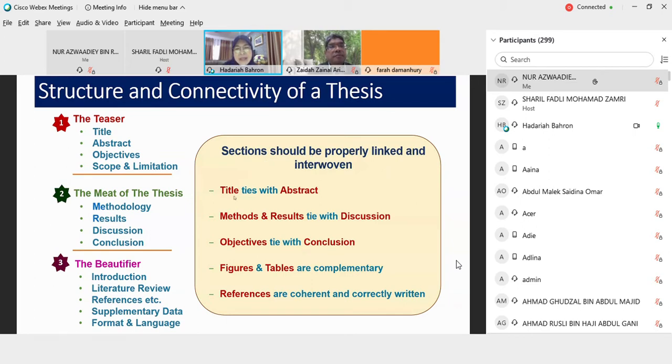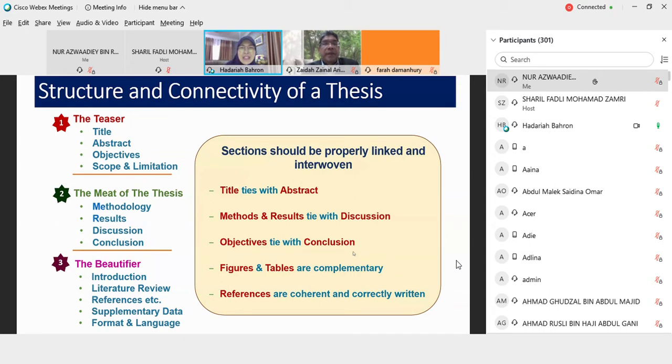The title must tie with the abstract. You do not give a title that does not get properly expanded in the abstract. The methods and results will tie with the discussion. If they do not tie, then it's not good. The objectives must tie with the conclusion.